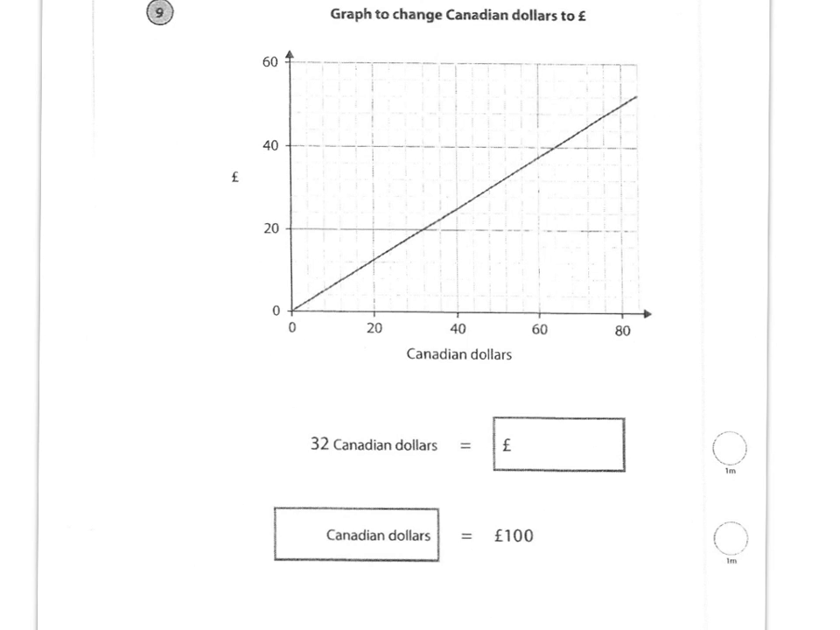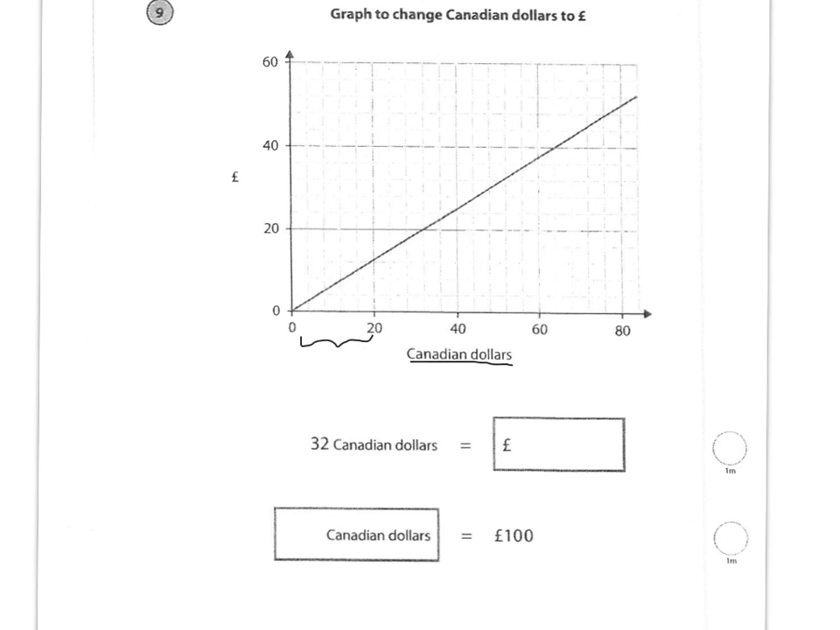This is a graph to change Canadian dollars into pounds. So the first thing we've been asked to find out is what is 32 Canadian dollars in pounds. So I need to figure out where that would be on the Canadian dollars axis, which is the horizontal axis. So first things first, what is each square worth? Well, between 0 and 20 we have 5 squares. So if we divide 20 by 5, that tells me that each little square is worth 4.